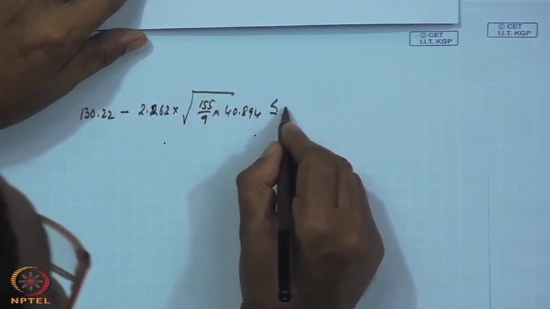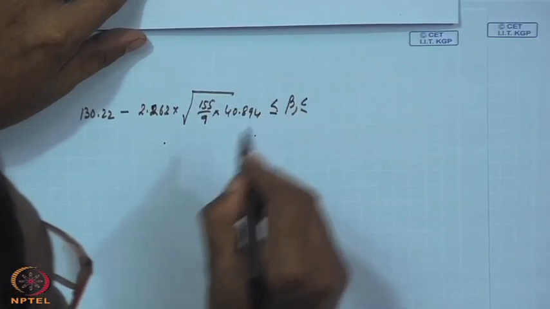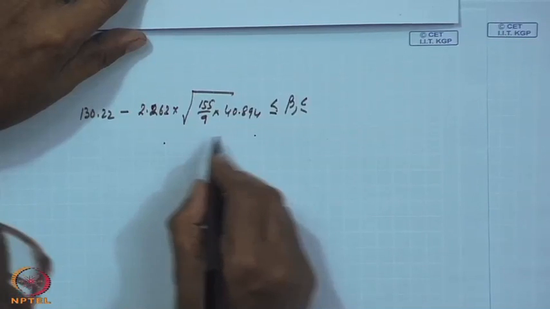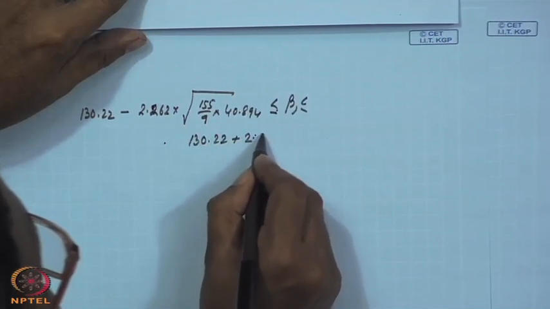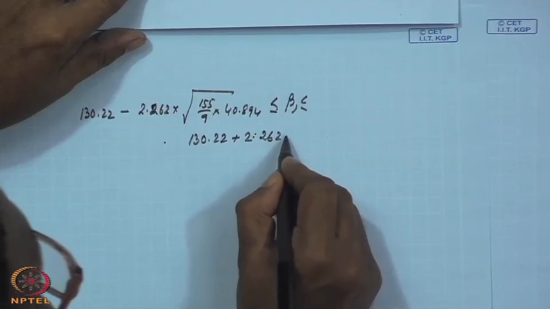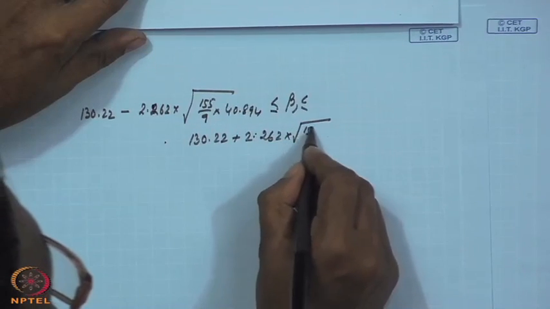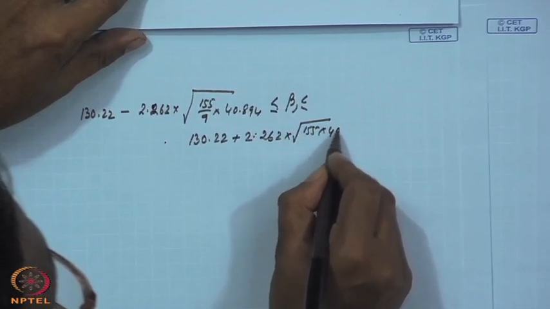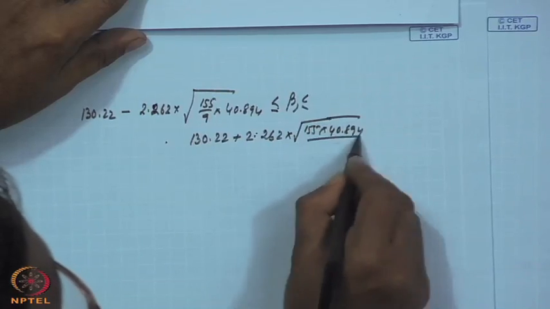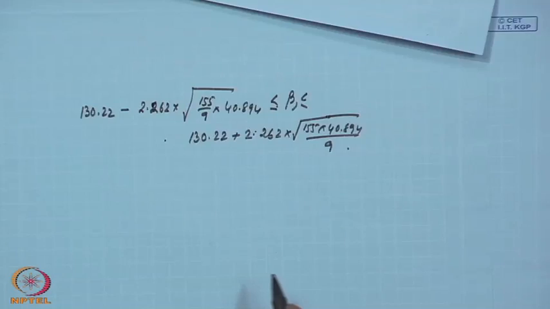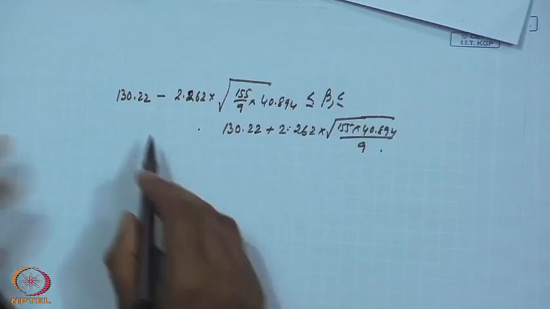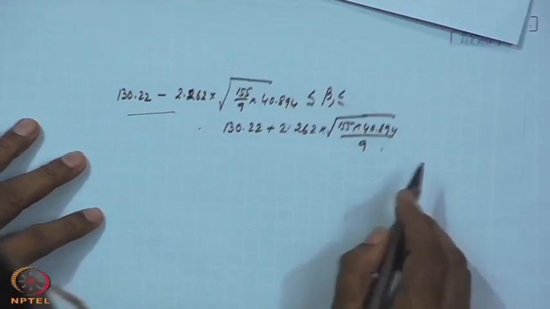That is, less than or equal to beta j less than or equal to, you will be getting some 130.22 plus 2.262 into square root of 155 into 40.894 divided by 9. Now, you have to see what this value is, how much it will come to; some range you will be getting.